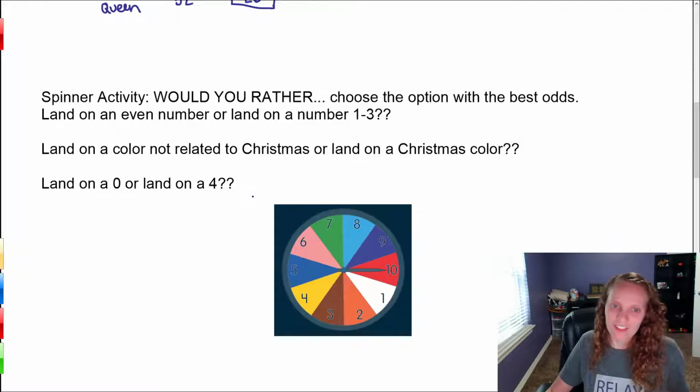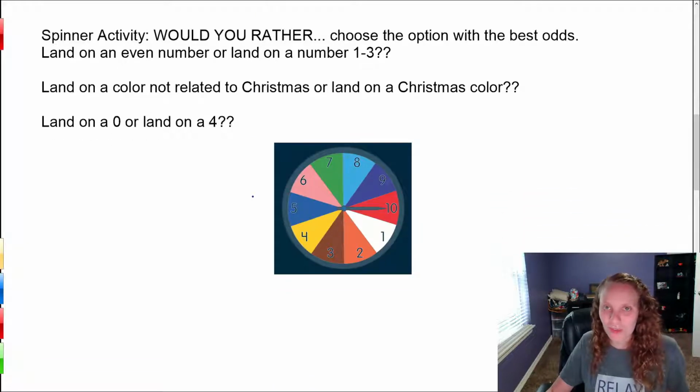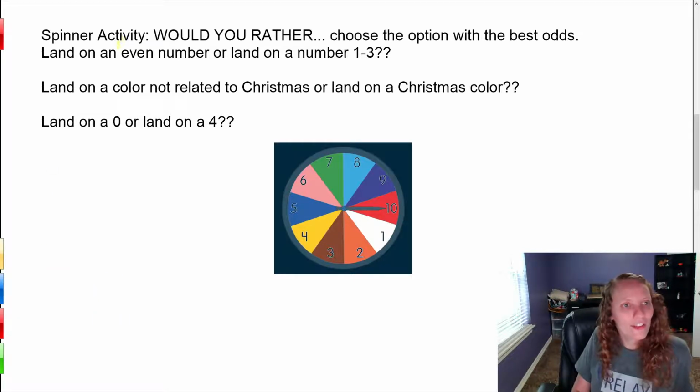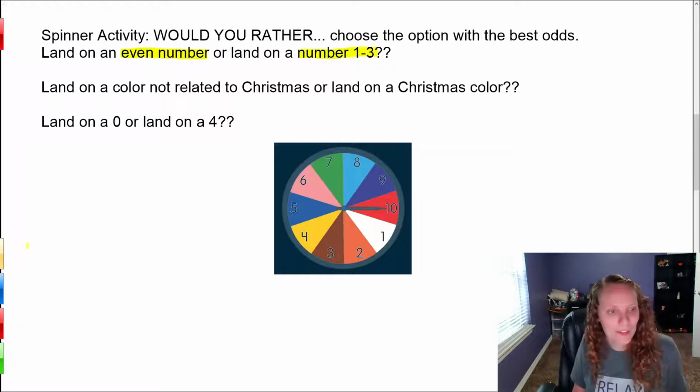Alright, spinner activity. We're going to play a little game called Would You Rather. We're going to choose the option with the best odds. So would we rather land on an even number on the spinner, or land on a number that is either 1, 2, or 3?